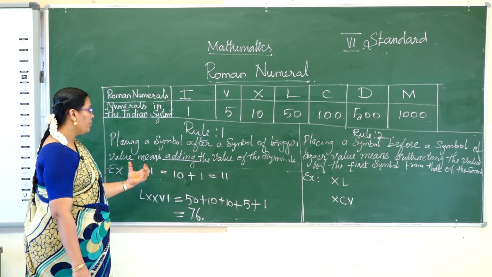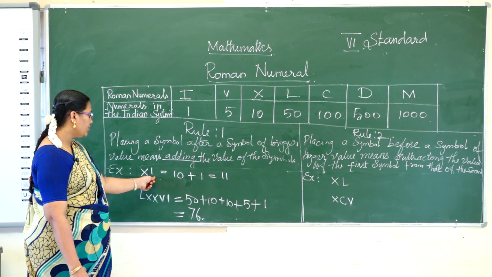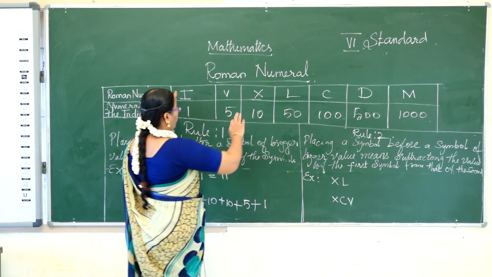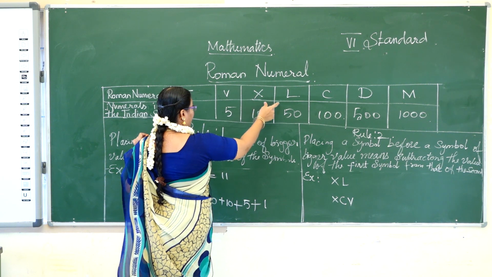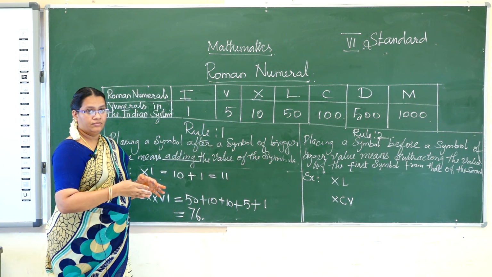So what is rule number 1? When a smaller value comes after the bigger value, you can add. That's all. Roman system la listen பண்ணமா bigger value க்கு அடுத்தது smaller value வந்துச்சுனா we can add.